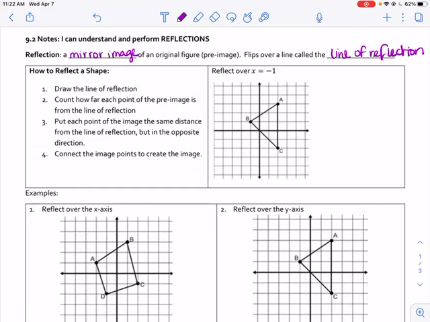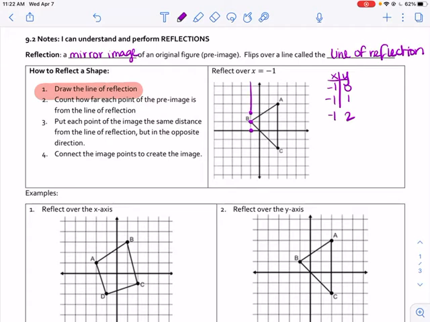The first thing you do is you draw the line of reflection. So in my example here, it says reflect over x equals -1. You do need to remember what lines are and how to graph them. So remember that for x equals -1, we could make a table. We could say, well, x is always -1, and then y can be whatever it wants, and then plot those points. It would be -1, 0, -1, 1, and -1, 2.